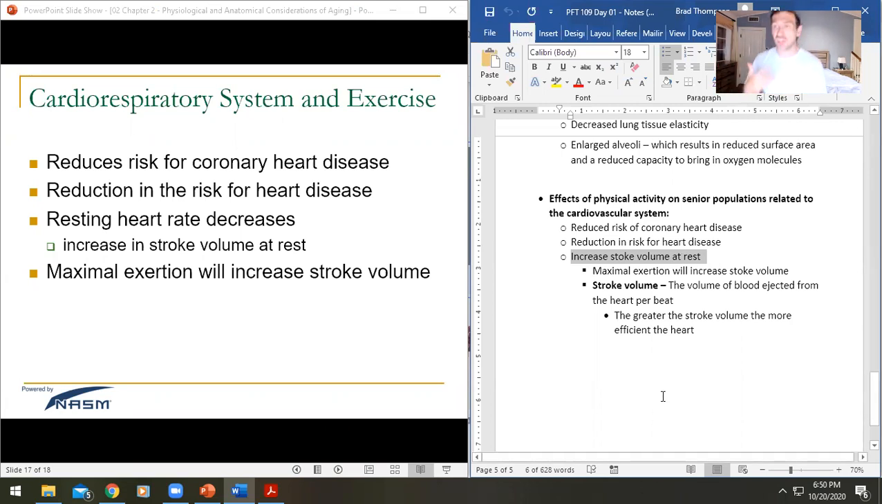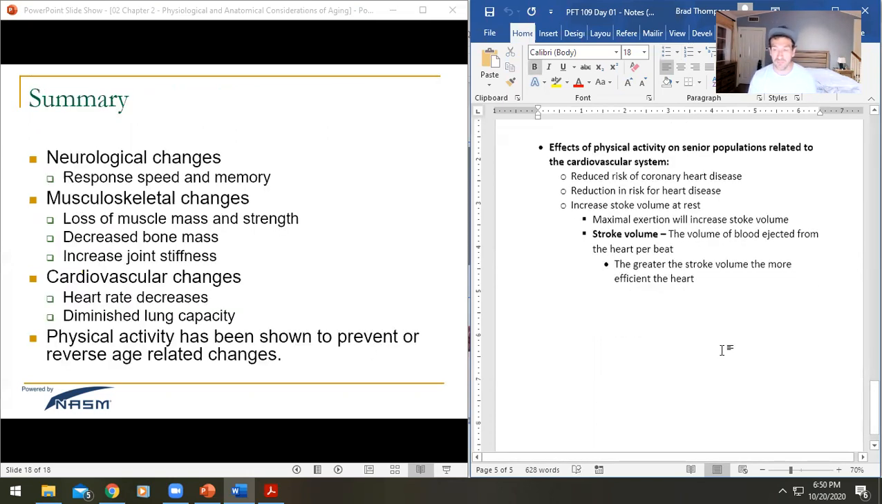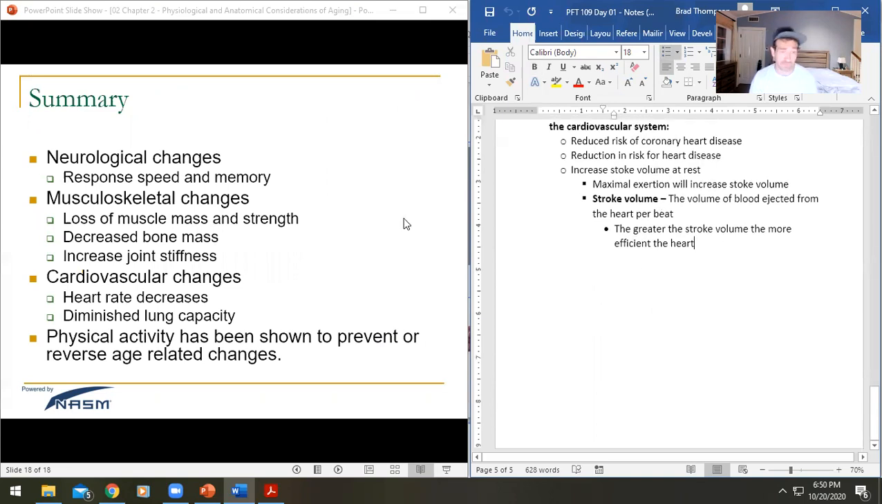So by exercising regularly and making your client use their heart, you're teaching the heart how to squeeze harder, and it's going to more efficiently and more effectively pump blood. The greater the stroke volume, the more efficient the heart. Then you don't have to beat your heart as much in order to deliver the same amount of blood. So honestly, that's actually about it.